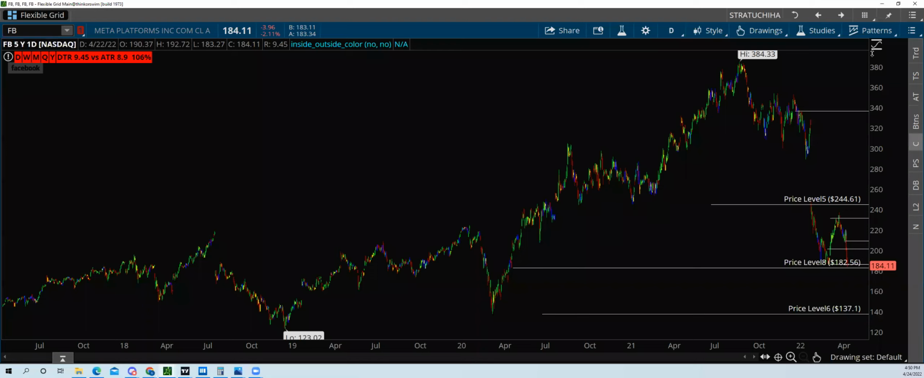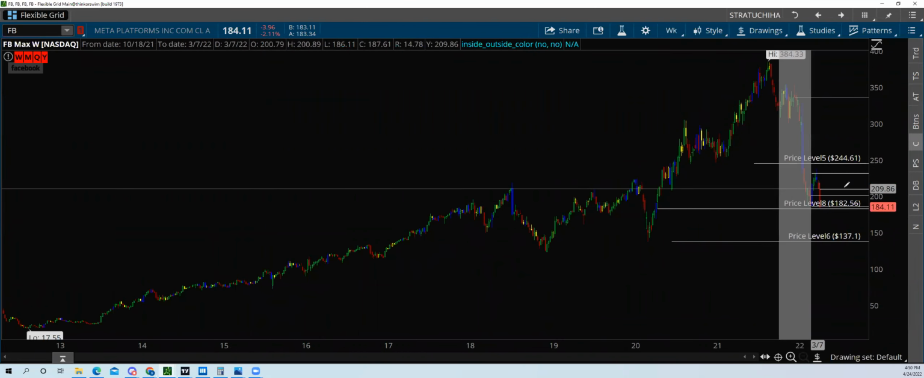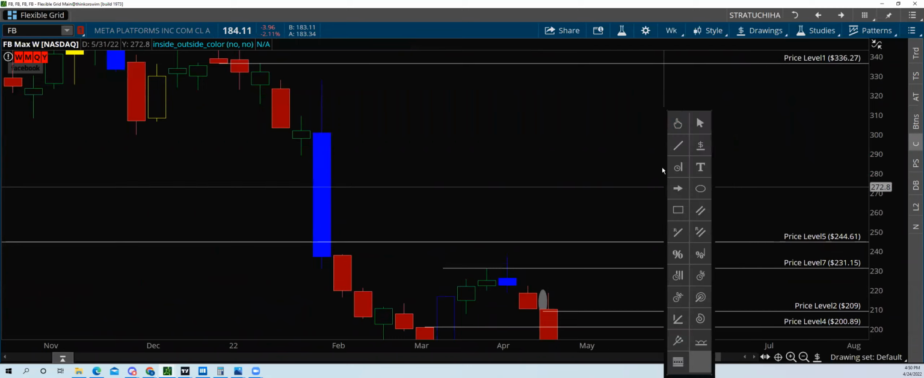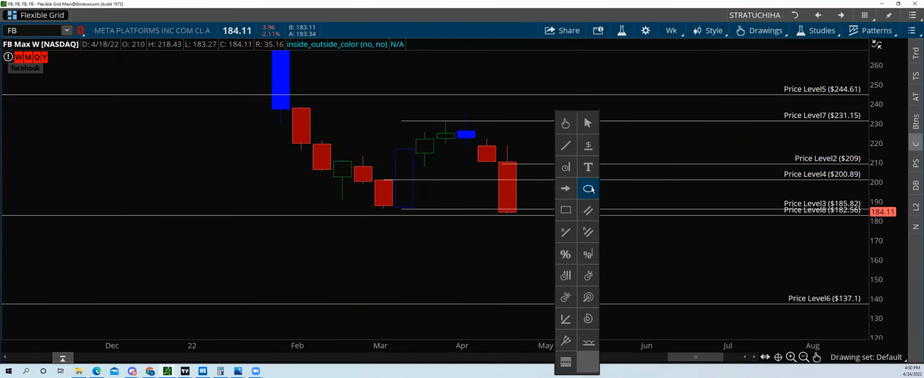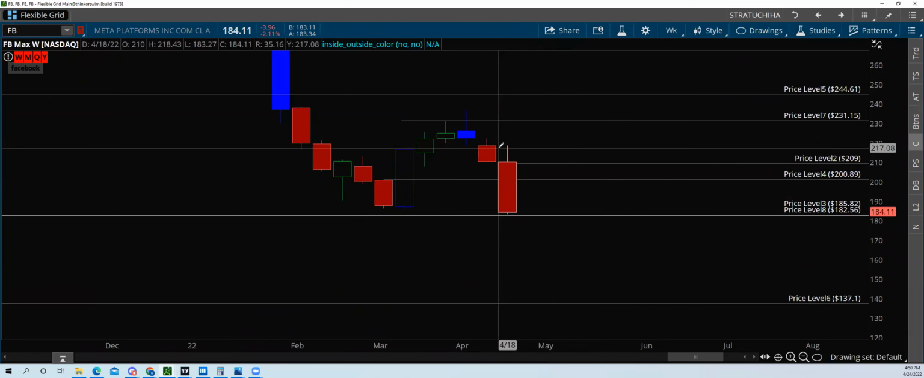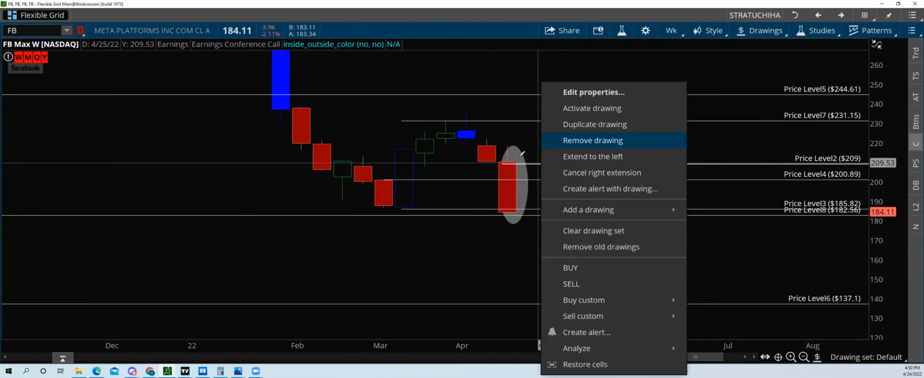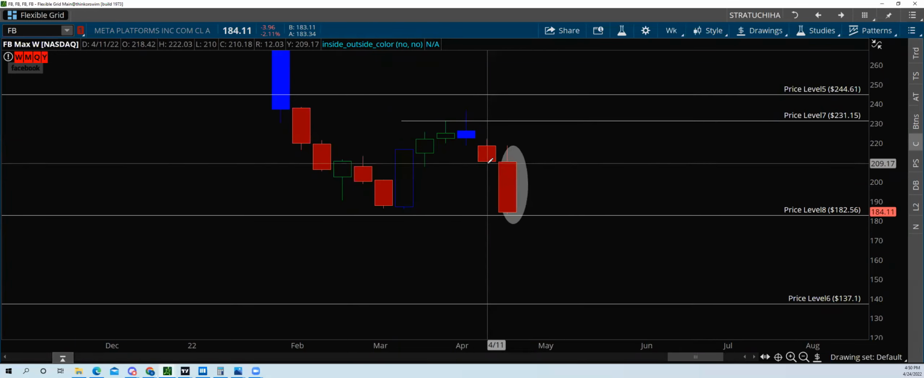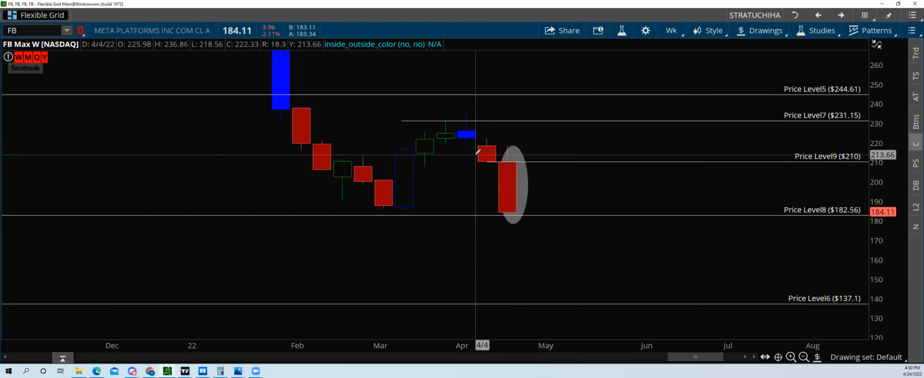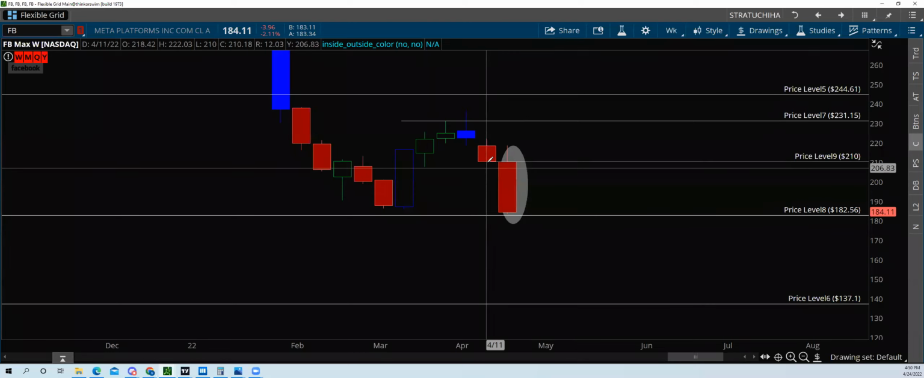So enforced means, for instance, if it's a 2 down, like this candle right here. Let me remove the drawing. This candle right here is a 2 down enforced. Why? Because price action stayed below the previous candle's low. So it's a 2 down enforced.